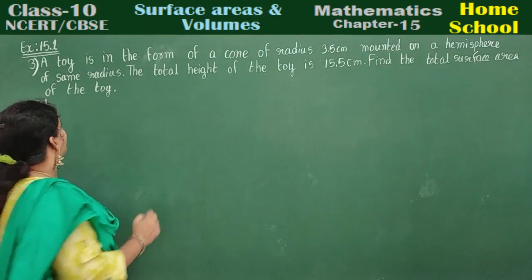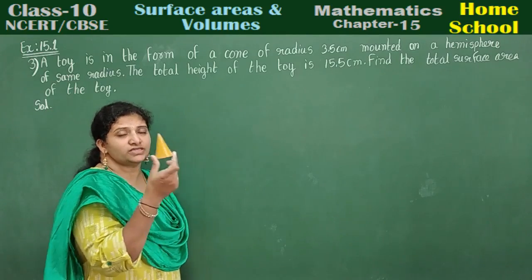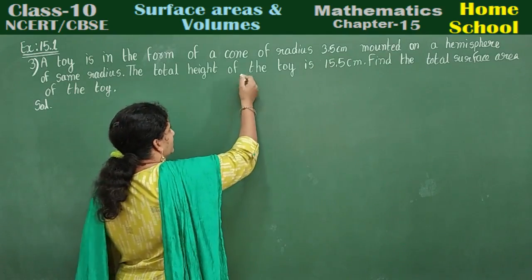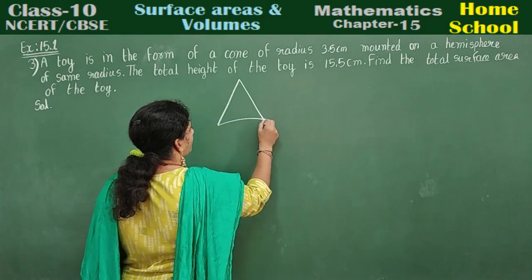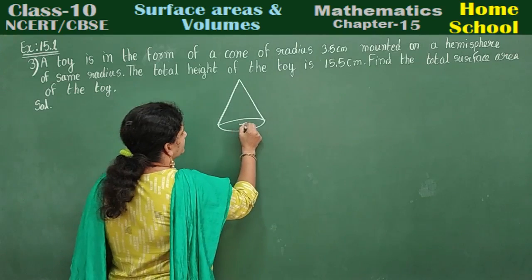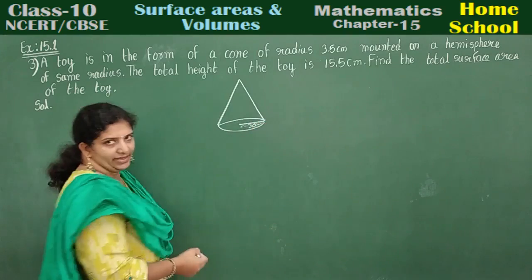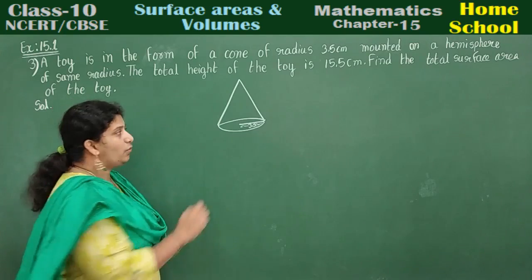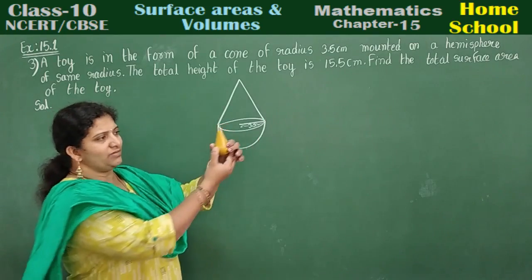Let us see the third problem. A toy is in the form of a cone. Let's see, this is a cone. A toy is in the form of a cone of radius 3.5 centimeters. Let me draw a cone. Okay, cone of radius 3.5 centimeters. From here to here is the radius, mounted on a hemisphere of the same radius. Where is this cone mounted? This cone is mounted on a hemisphere having the same radius.